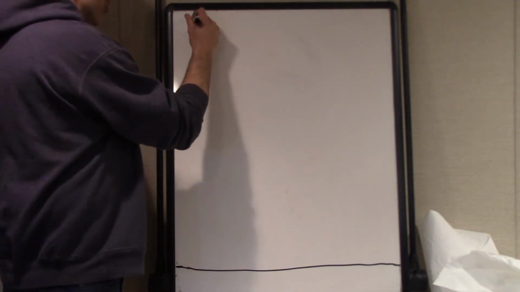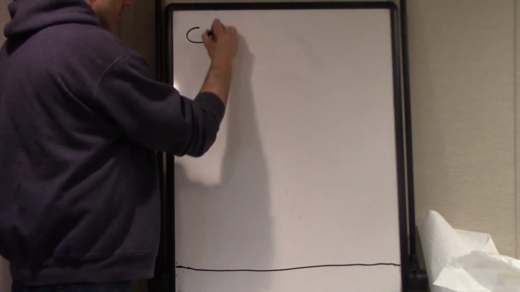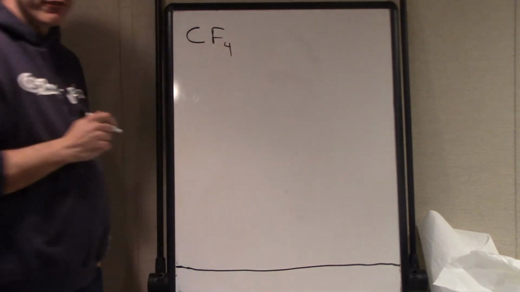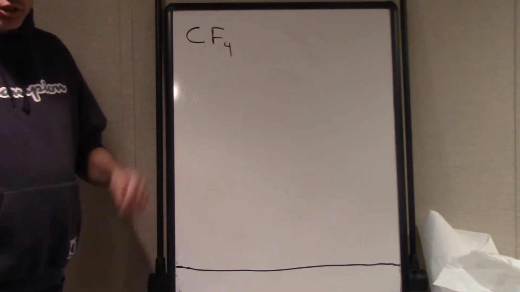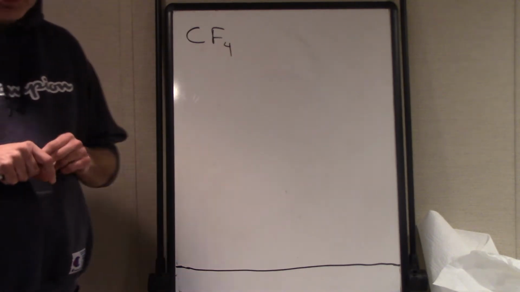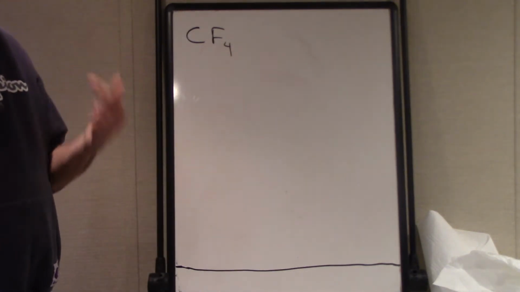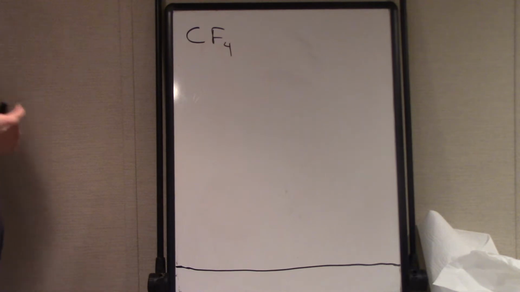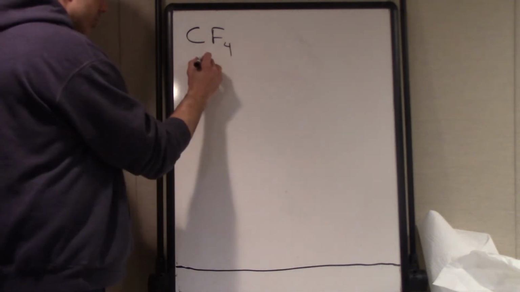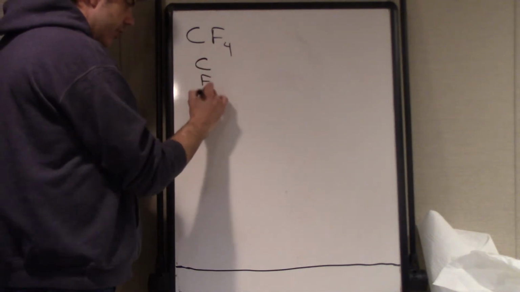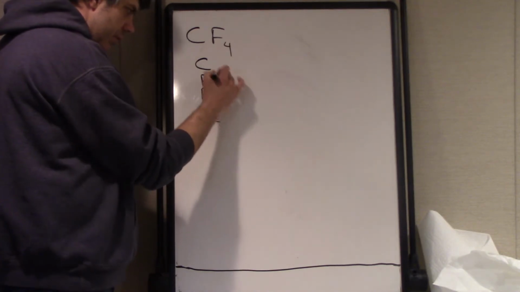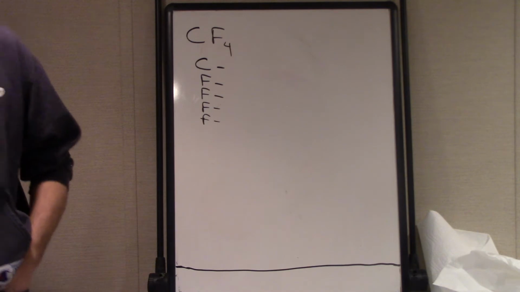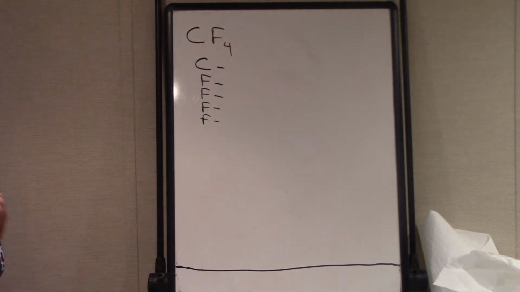The first Lewis structure we're going to do is for CF4. Now the first thing, if Lewis structures are meant to display the bonding and the valence electrons in a molecule, we have to figure out how many valence electrons we're really dealing with. So we're going to count up the individual valence electrons from each of our atoms. We have 1 carbon, 4 fluorines.